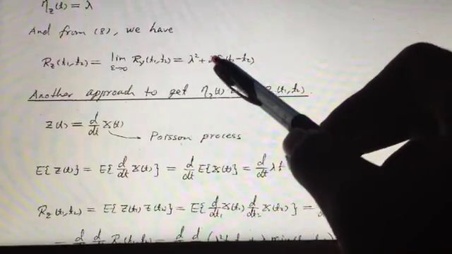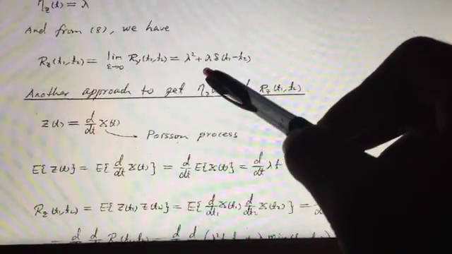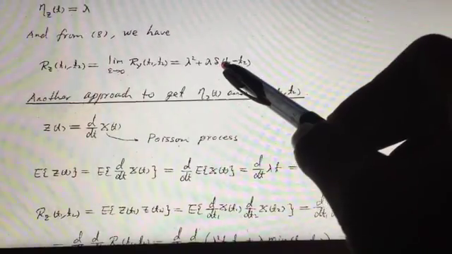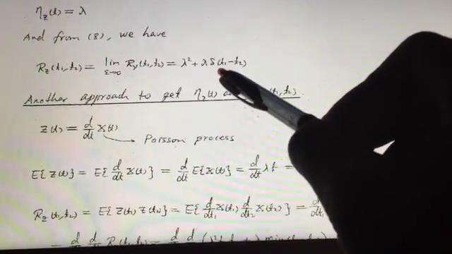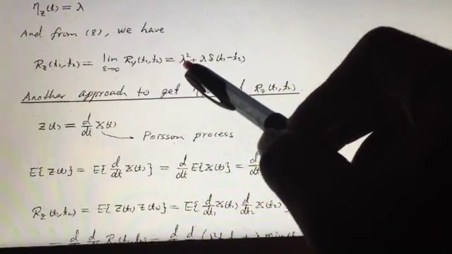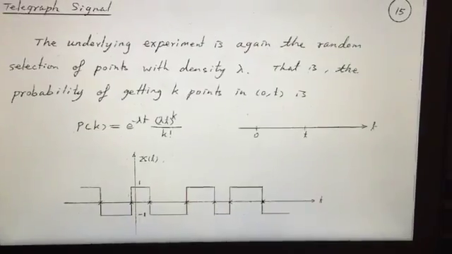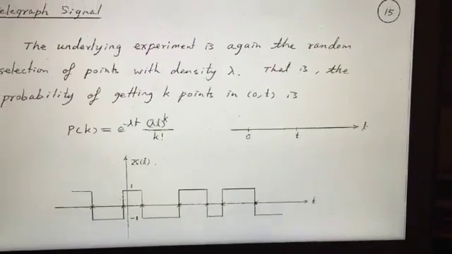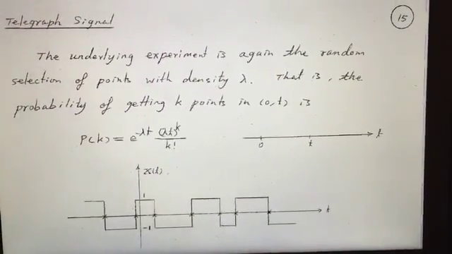So this second part is going to exist only when delta is at t1 minus t2, and it's not going to exist anywhere else. Anywhere else it's going to be just lambda squared, and at that point it's going to be lambda squared plus lambda. So the next part is finding out what a telegraph signal is.